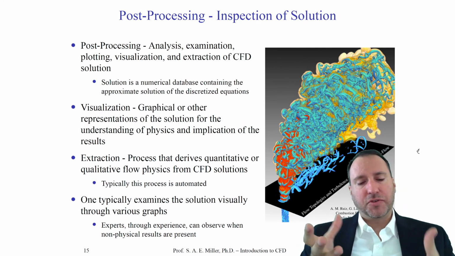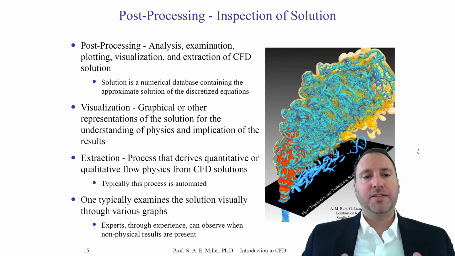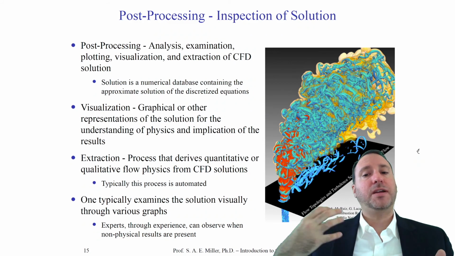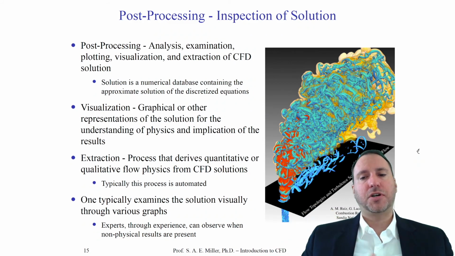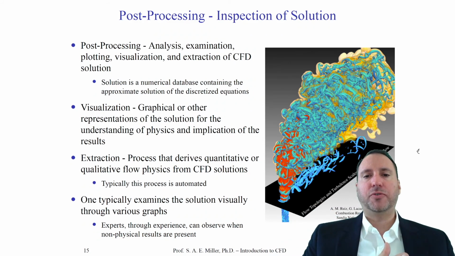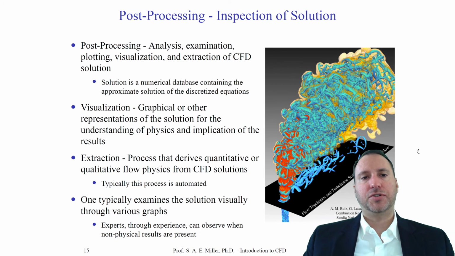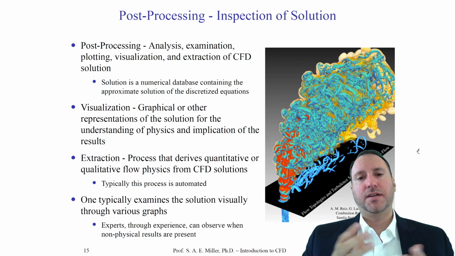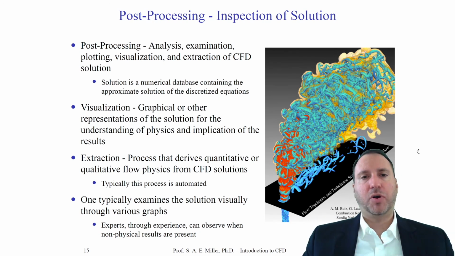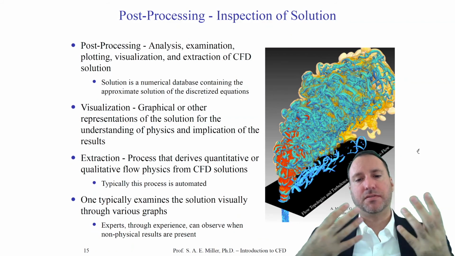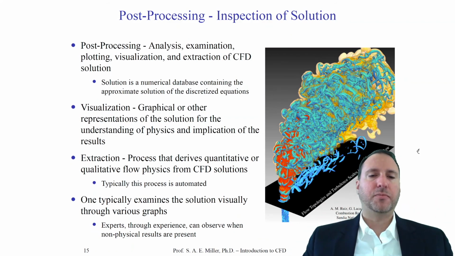Extraction is the process of deriving quantities or other qualitative flow physics from the CFD solution. That could be where you're doing additional math, which I'll talk about in a second, based on the numerical solution. For example, if you want to find drag or lift, you'd be integrating quantities of shear stress and pressure on, say, an airfoil. That's part of a post-processing system. It's doing a little bit of extra math with the numerical solution to find results that you want.